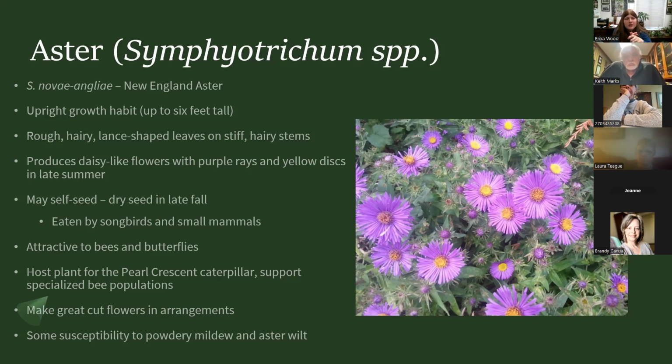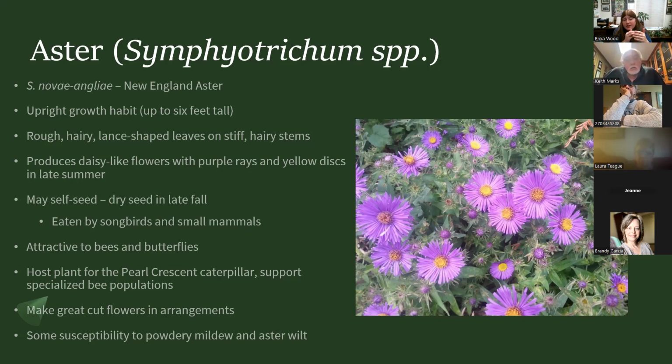Now, with the New England aster, this does produce both your ray and disc florets. So usually these rays are this pinky purple color with a center yellow disc. Now, I will say in other aster species, sometimes those yellow discs may actually change and transition to more of a reddish color depending on the species too.